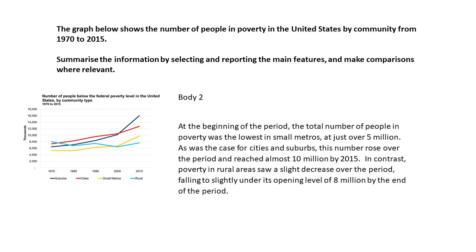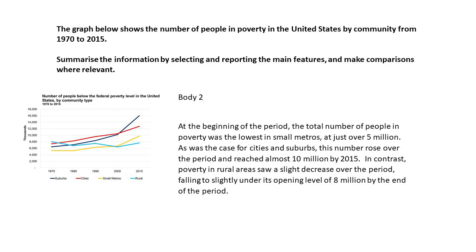Again, back to the beginning, and let's choose small metros this time, the yellow line. At the beginning of the period, the total number of people in poverty was the lowest in small metros, at just over 5 million. So in other words, at the beginning, 5 million. What happened? As was the case for cities and suburbs, this number rose over the period and reached almost 10 million by 2015. Simple, okay? Here, rose, reached almost 10 million.